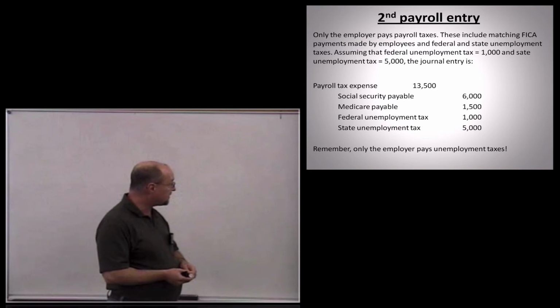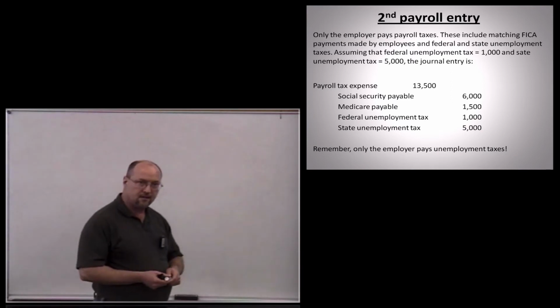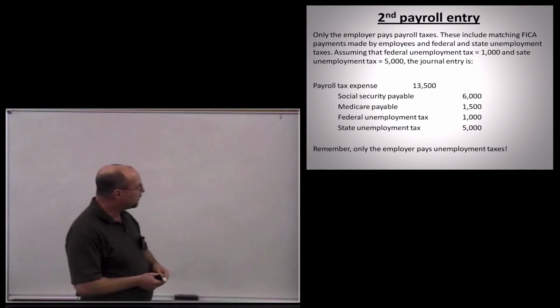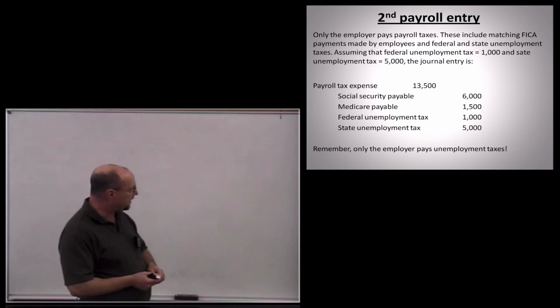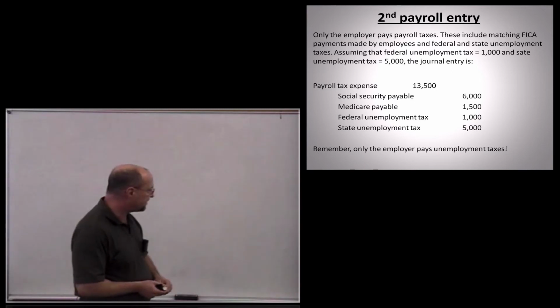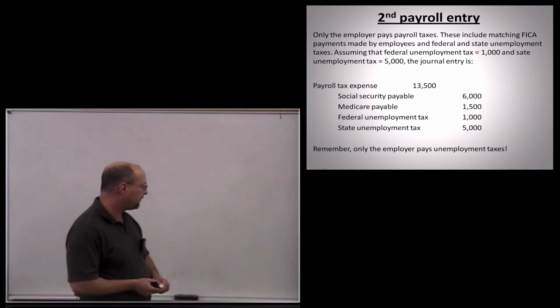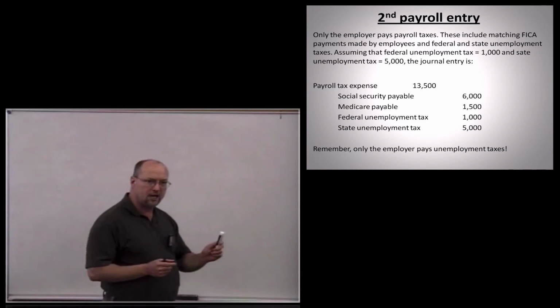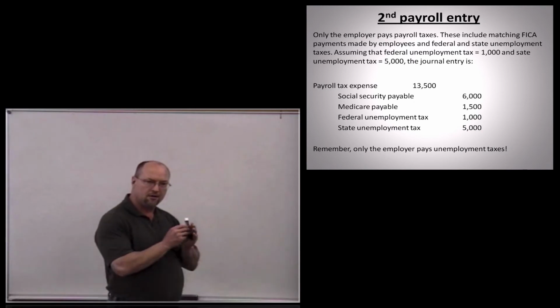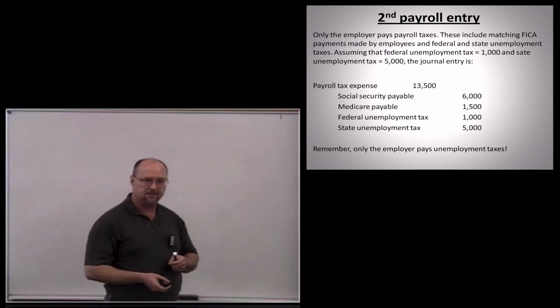They will debit payroll tax expense, which goes on the income statement, and credit Social Security payable, Medicare payable, federal unemployment tax payable, and state unemployment tax payable. Okay? And then they will cut those checks either at the end of the month or the quarter to the various different government agencies. Okay?